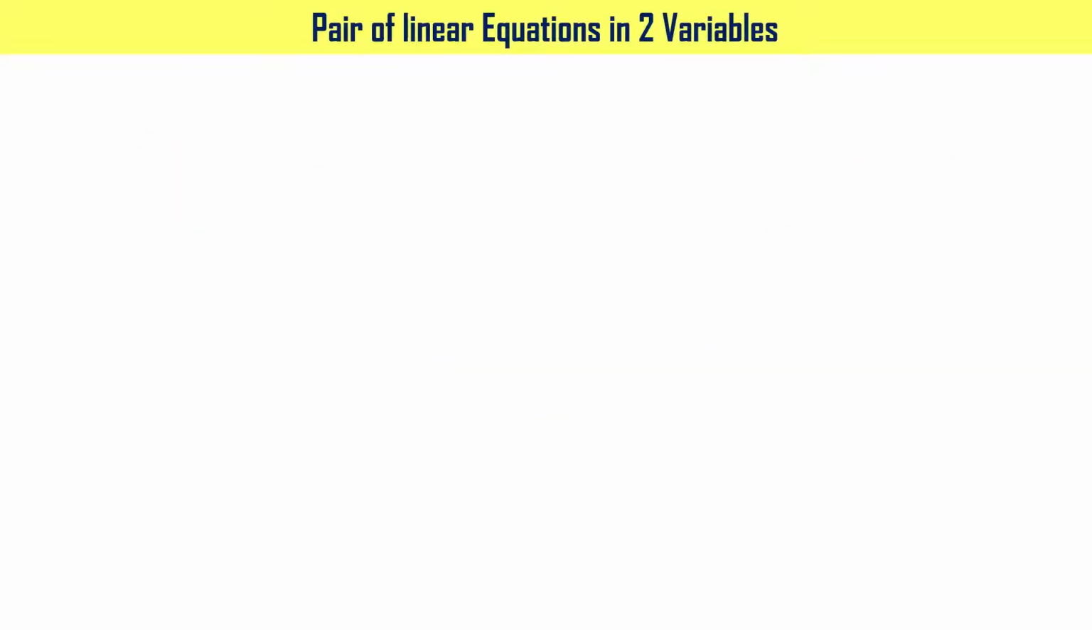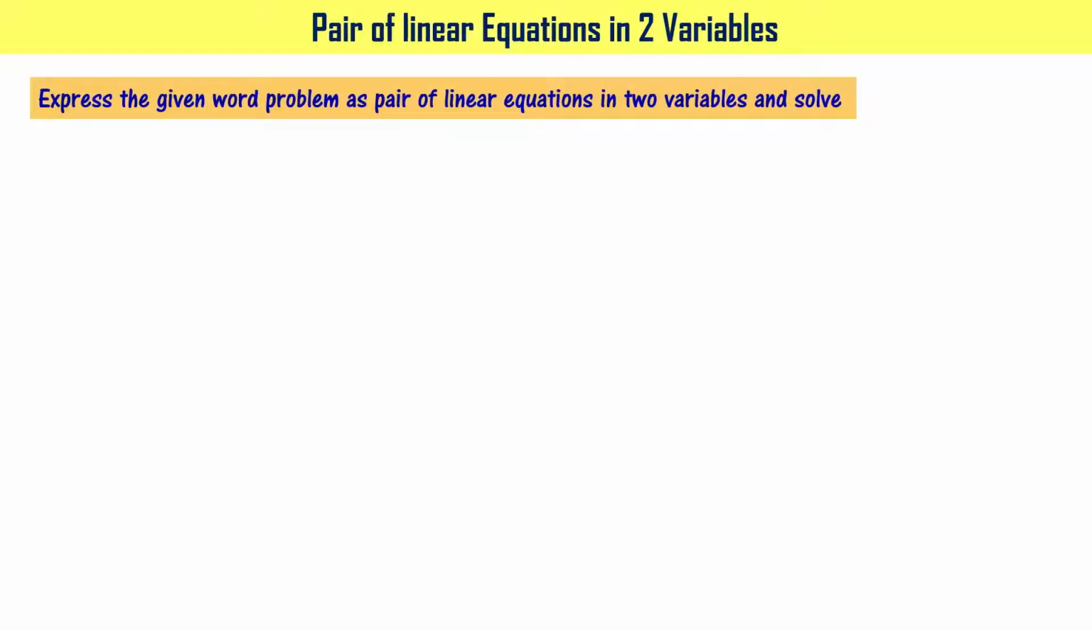Pair of linear equations in two variables is an important chapter for your final exam. Based on my analysis of old question papers, I am going to list few important topics here. That are express the given word problem as pair of linear equations in two variables and solve them. The next topic is solve a given pair of linear equations using graphical method. This is very important. Every time it repeats.